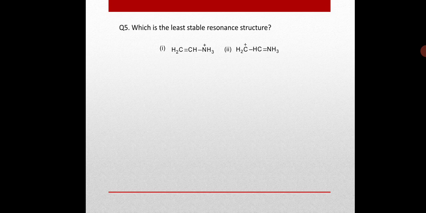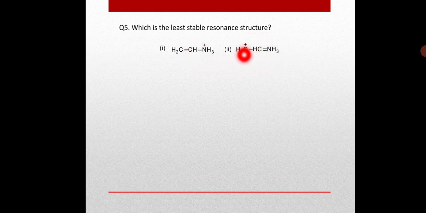This is vinyl ammonium, a double bond having an NH3 plus group attached to it, so vinyl ammonium. So among this 1 and 2, this is very easy. Again here there is nitrogen, so let's see the number of covalent bonds nitrogen is making. In structure 1, nitrogen has already made 4 covalent bonds, and so it is not possible for nitrogen to make a further bond.